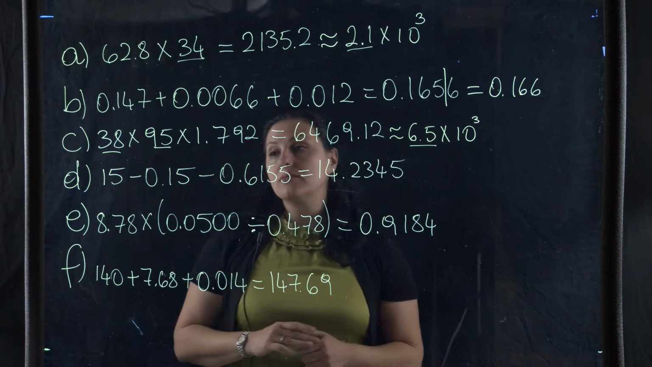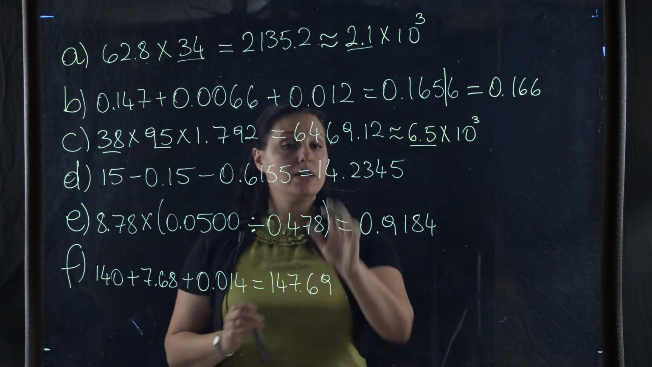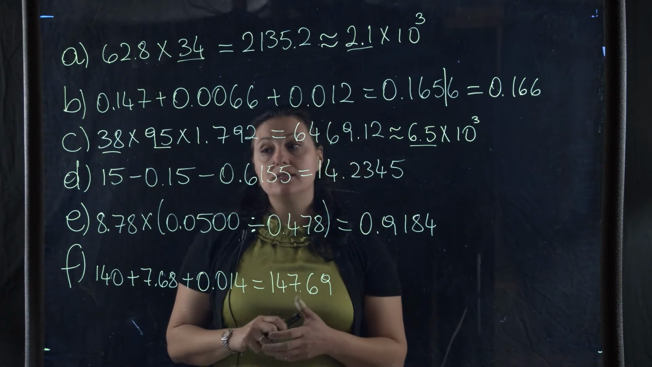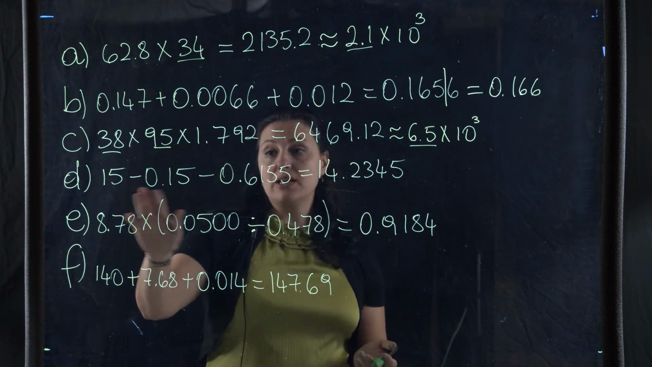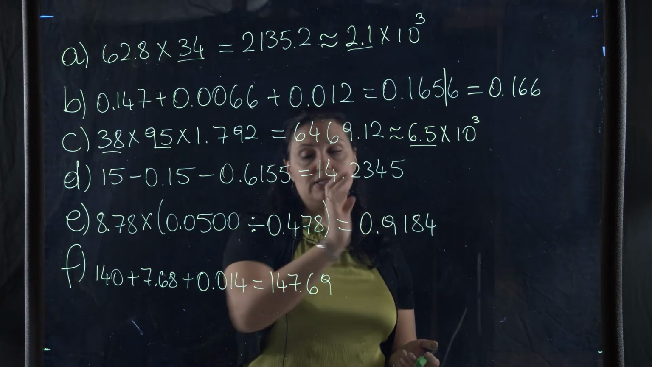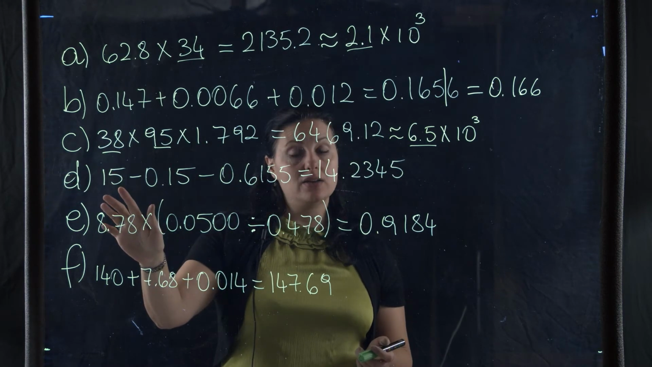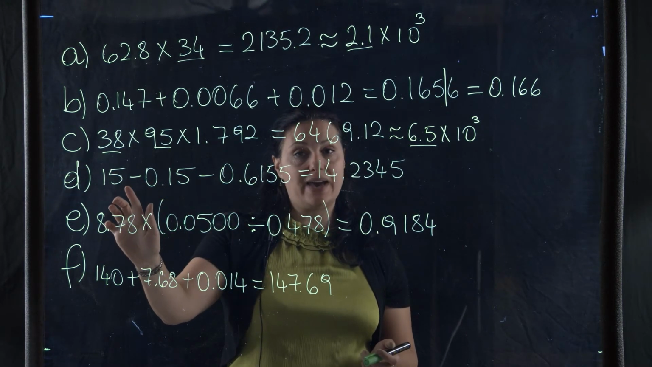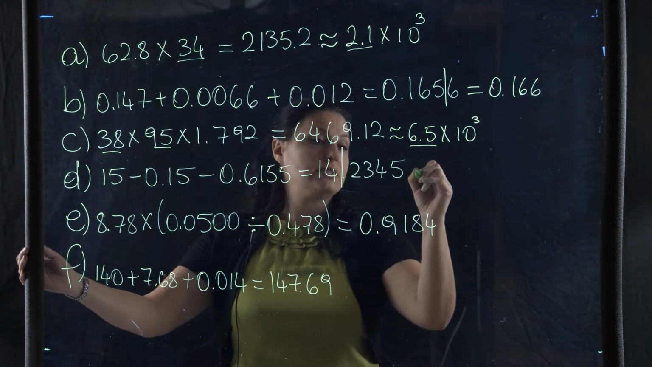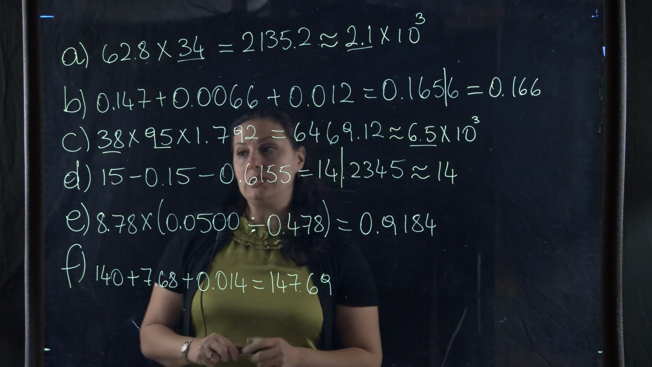Let's look at D. 15 minus 0.15 minus 0.6155 gives me 14.2345. Okay. Now let's look at how many digits this should have. Because I'm subtracting, this will have the same number of digits after the decimal point as the number that has the least amount. This has 2, this has 4, and this has none. Therefore, my answer will have no digits after the decimal. I will cut it off right here. And because this is a 2, I don't need to round this up, so this will round to approximately 14. And that's the answer to D.